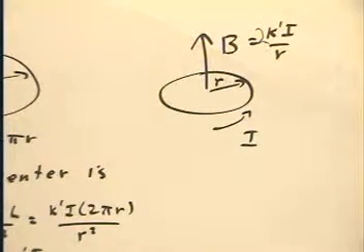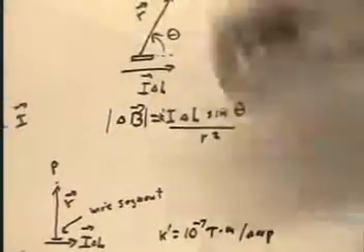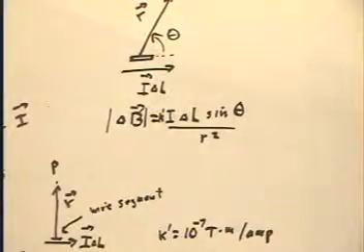Calculus-based students can do some calculus and calculate magnetic fields at other points, for currents in other configurations, for a long straight wire, for example. But they all come from this original law, which is delta B is K prime I delta L sine theta over r squared.